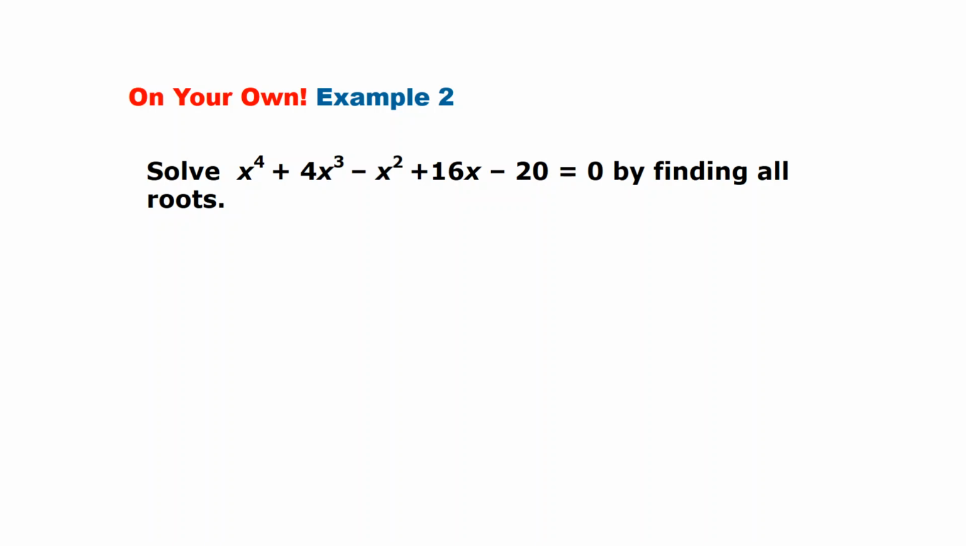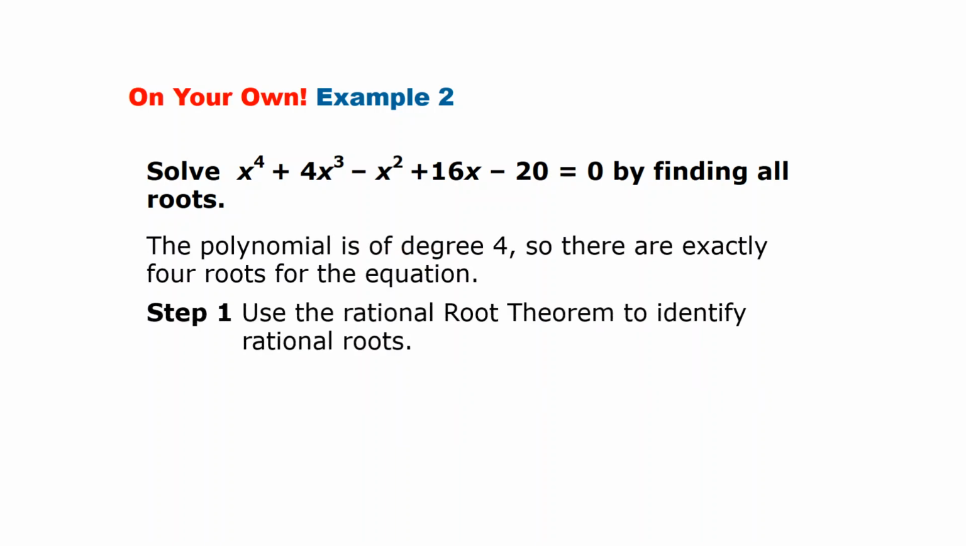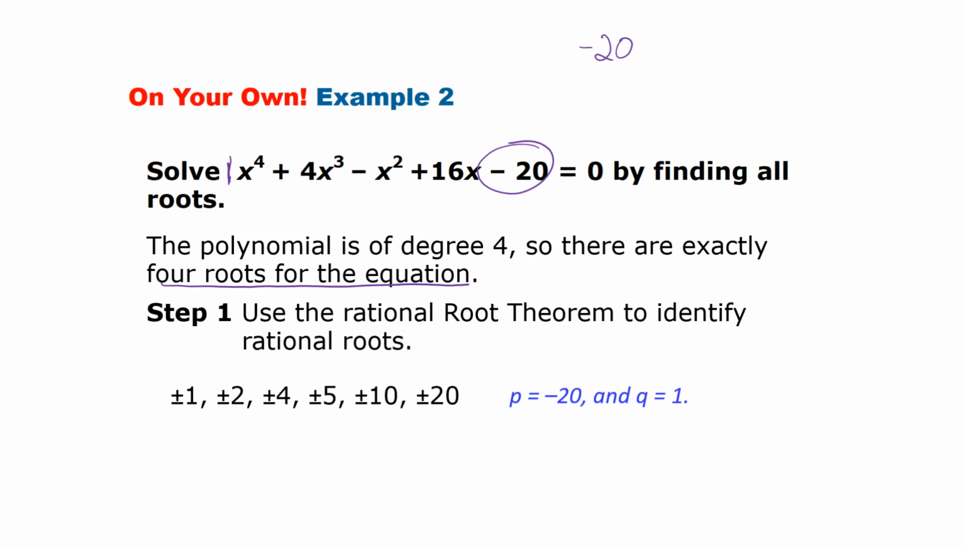So the first thing we want to notice is how many roots we are actually looking for. When we look at this, we can see that our highest exponent is 4, so we are going to be looking for exactly 4 roots of the equation. Step 1 is we're going to use the rational root theorem to identify rational roots. Luckily, we only have a 1 there, so all we have to do is find our factors of negative 20. Those are going to be plus or minus 1, 2, 4, 5, and 10. So this is our pile that we're looking at.